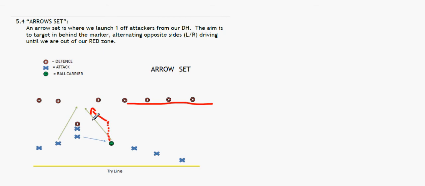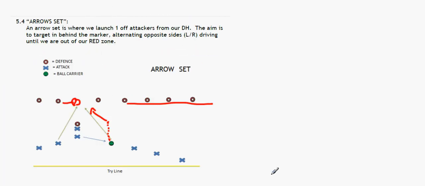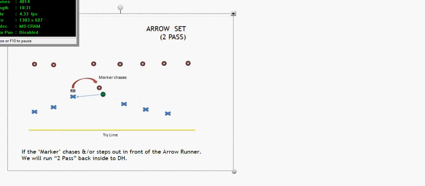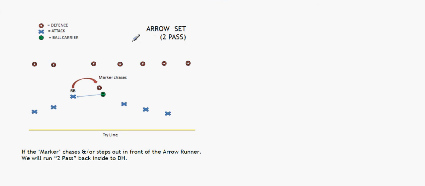So run a straight line and then step in. What this will do is try and attract three defenders to the one area. An alternative way to block that would be to do a different type of arrow set.